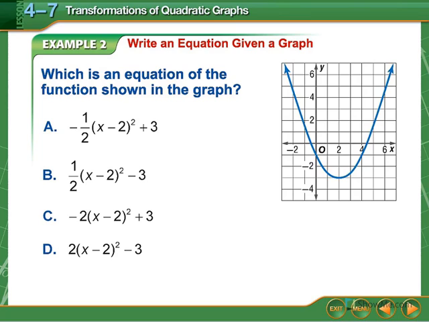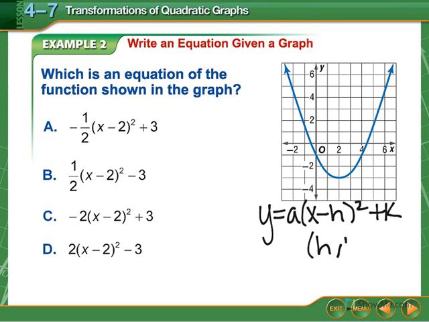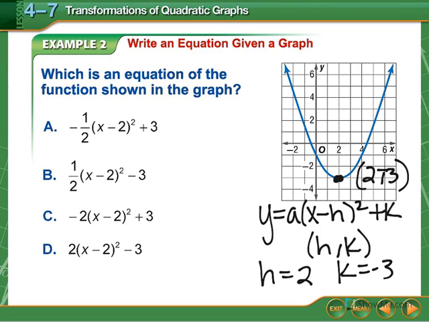Example 2. Which is the equation of the function shown in the graph? So what we have to do is find the equation of this parabola. Now remember that vertex form is y equals a parentheses x minus h squared plus k, where h and k are the vertex. So if I look at my vertex, I know that it's at 2, negative 3. So that means h is 2, k is negative 3.